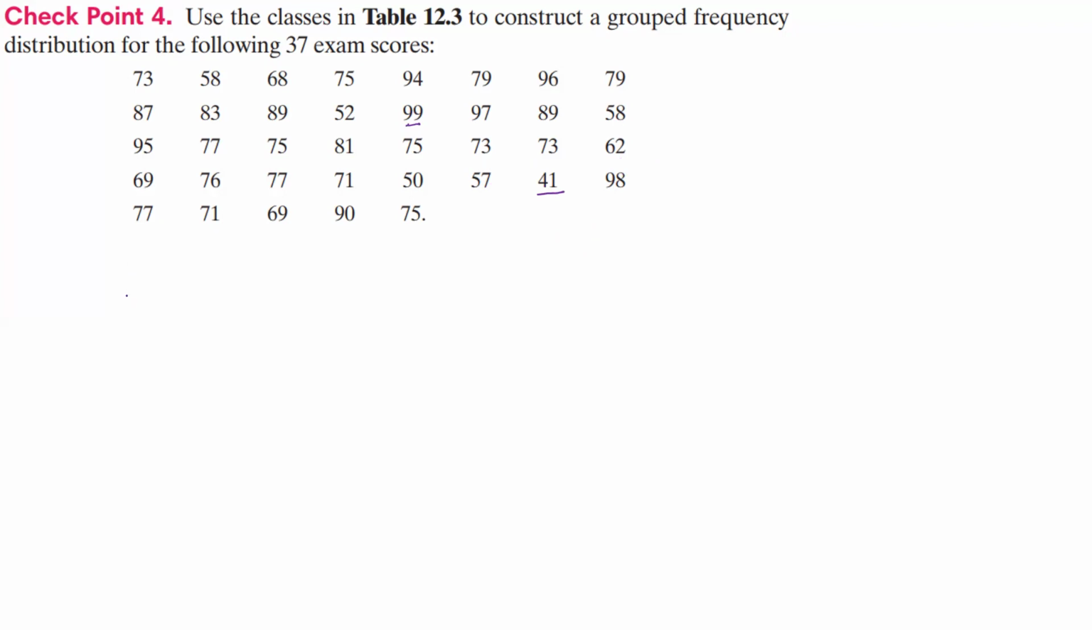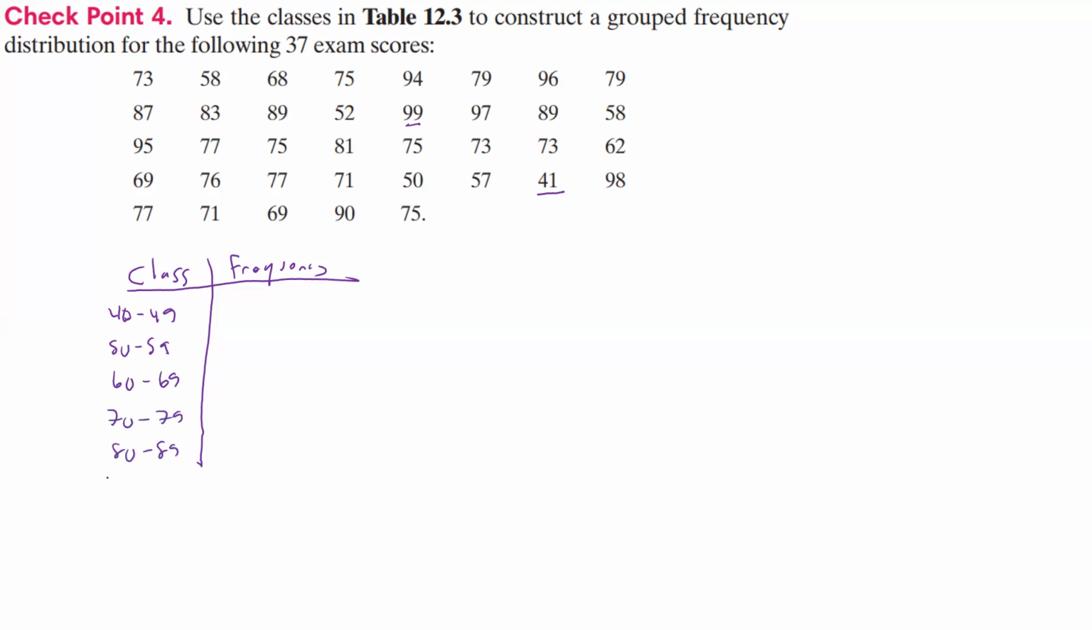So let's do classes, and our frequency. So for the classes, if we have a 41, let's go 40 to 49, then 50 to 59, then 60 to 69, 70 to 79, 80 to 89, and 90 to 99. In this case, we're just going to go to 99 because that's our highest number.